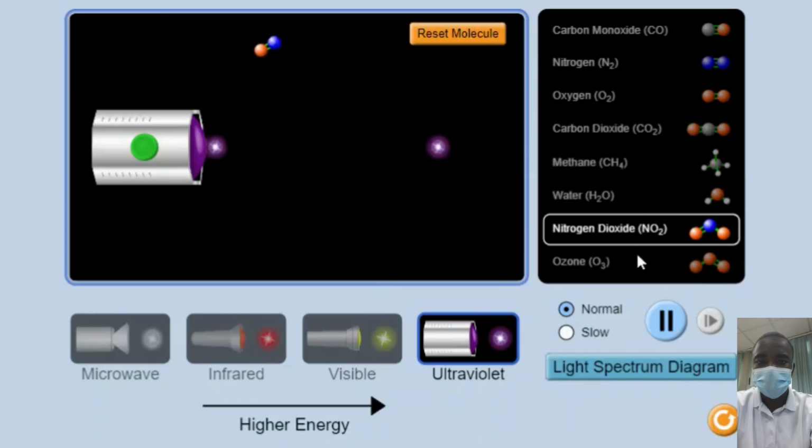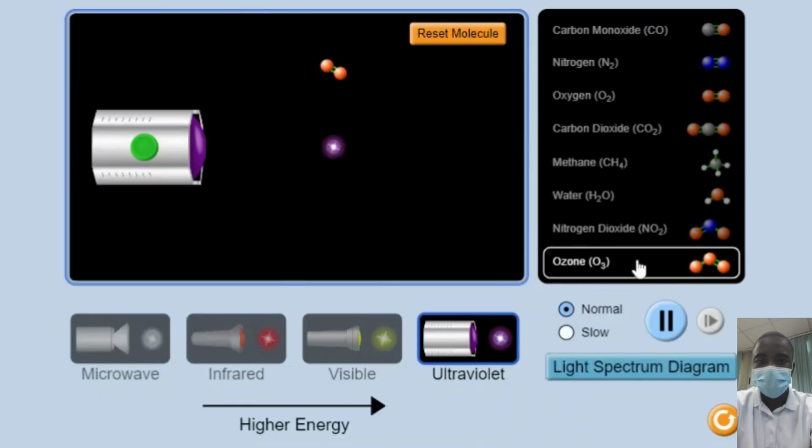Facilitate a class discussion to share and compare findings. Encourage students to reflect on what they have learned about light-matter interactions and their implications. Ask them to consider how these concepts apply to other areas of science and everyday life.